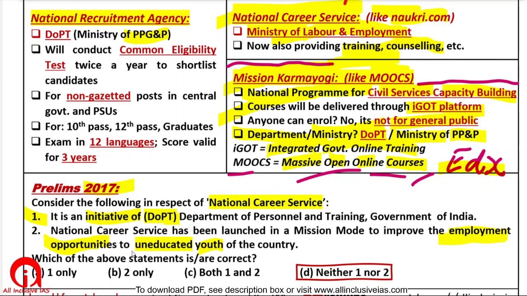Here UPSC is saying uneducated youth. Fine. Otherwise also you can think: here he is using the word uneducated, and here it is called National Career Service. Would the government use some career word for uneducated and illiterate people? Will the government make their career? I think no. Okay? So that's how also you can think.